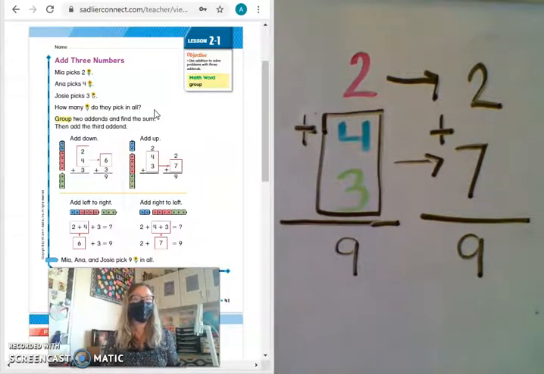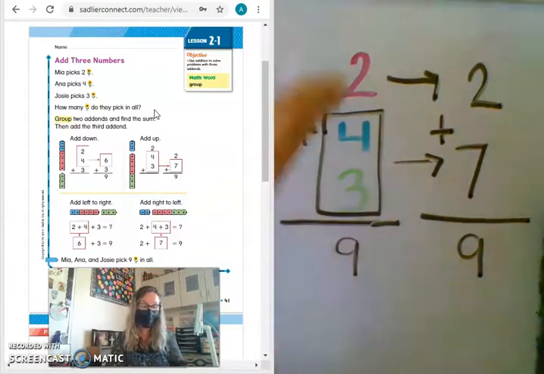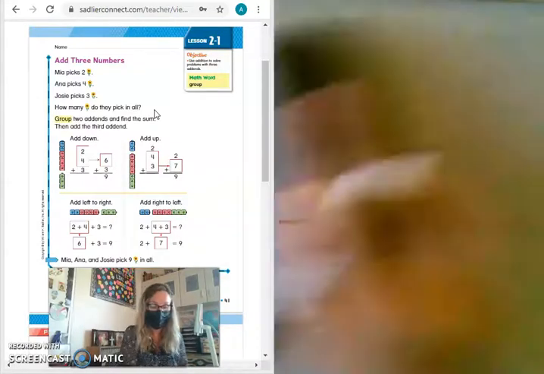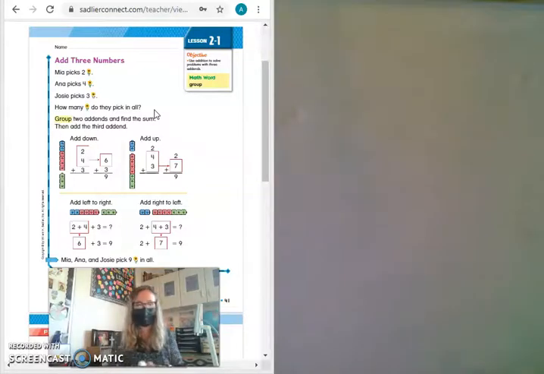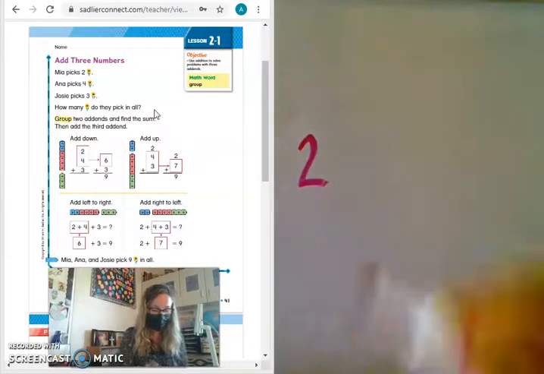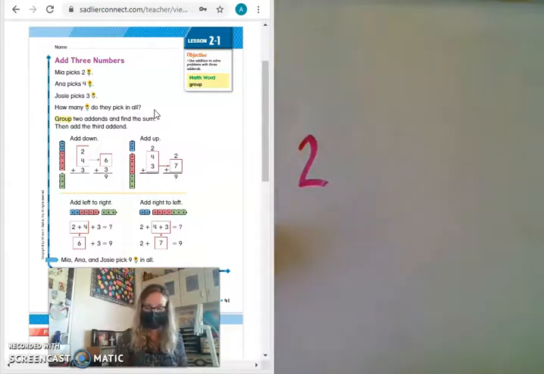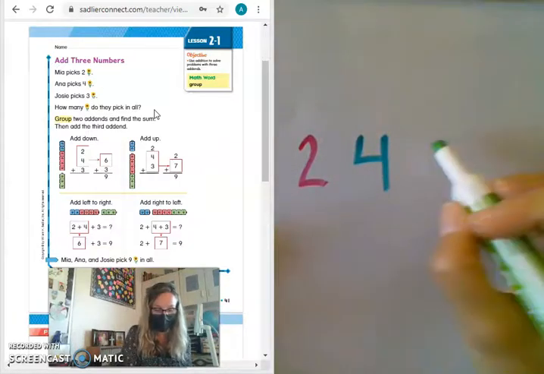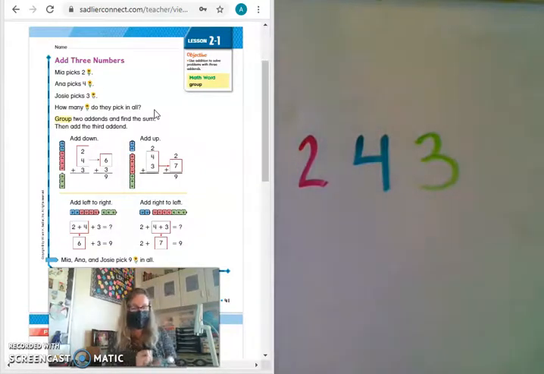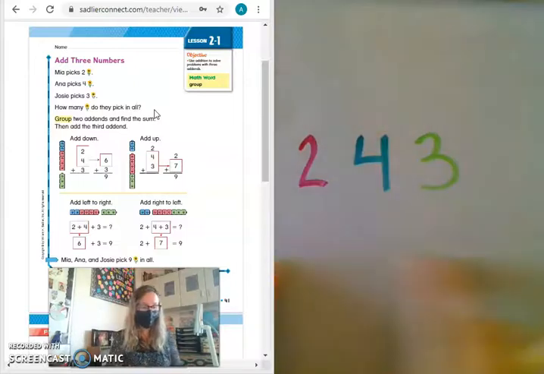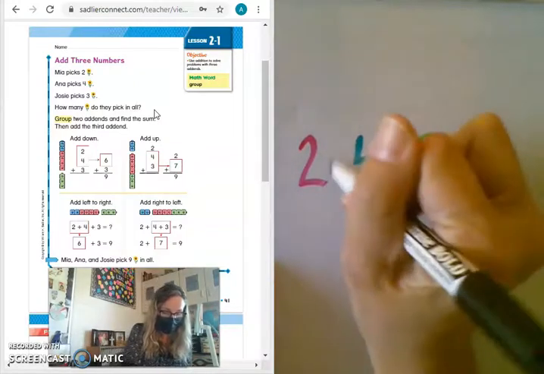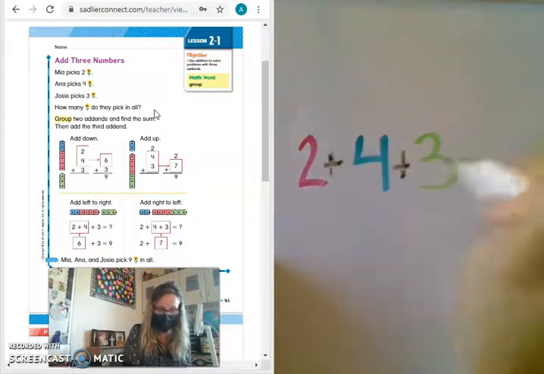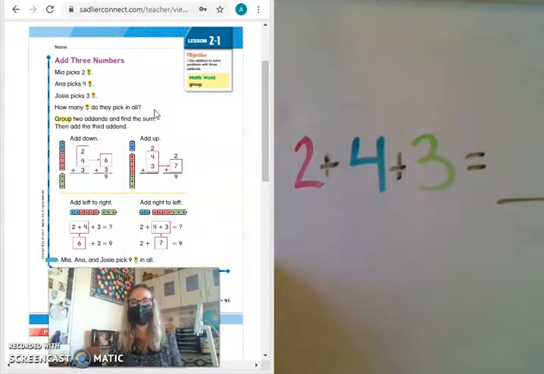Okay? Now, if we were writing out our problems left to right instead of up and down, I'll show you what that looks like. So we have 2, 4, and 3, okay? Sometimes we write our addition problems like this. 2, oops, I think 4, and 3, okay? Same problem, but now we're writing it across. So it's 2 plus 4 plus 3 equals what number, okay?